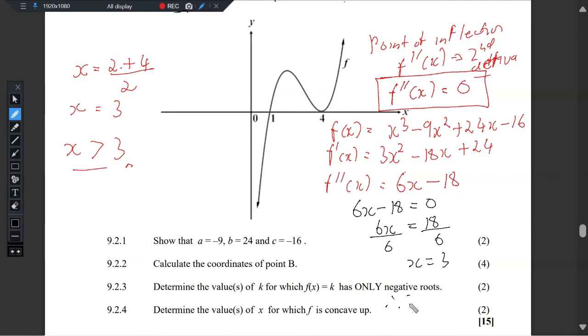Then you would conclude your x is greater than 3. This is where it is actually concave up. So if you know this method, then you can see that it's fair for the 2 marks. But to do all of this for 2 marks, nah, not on.